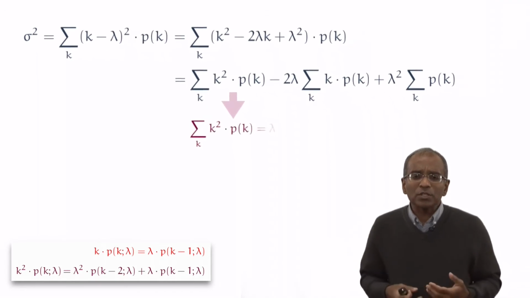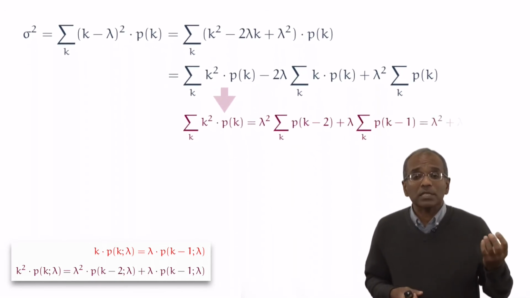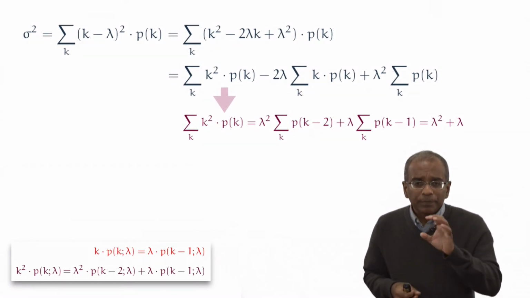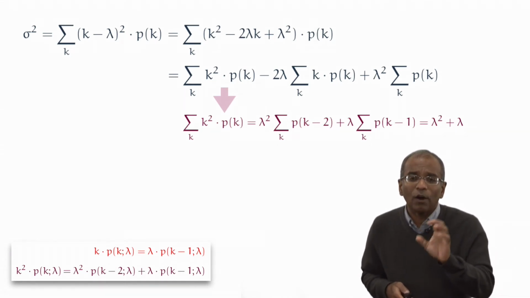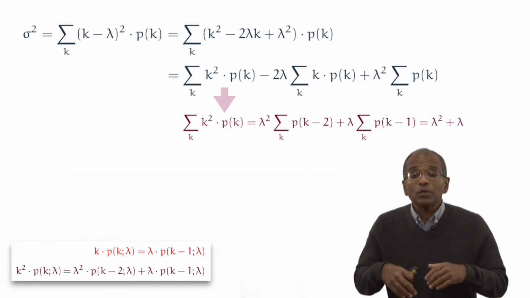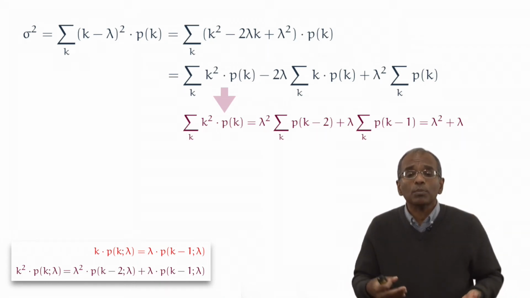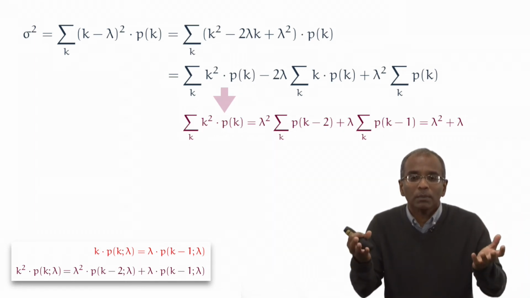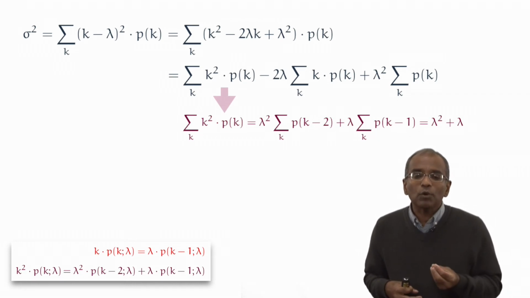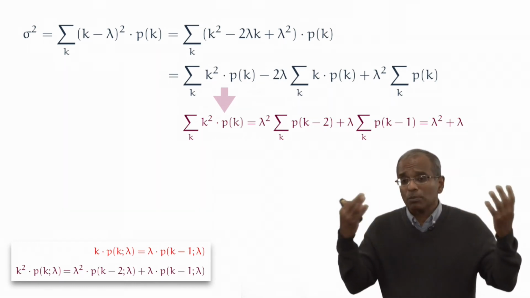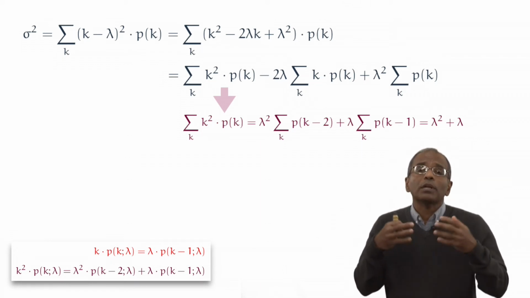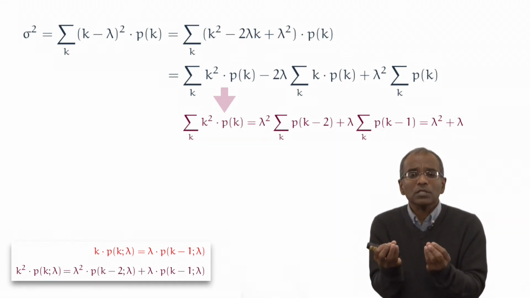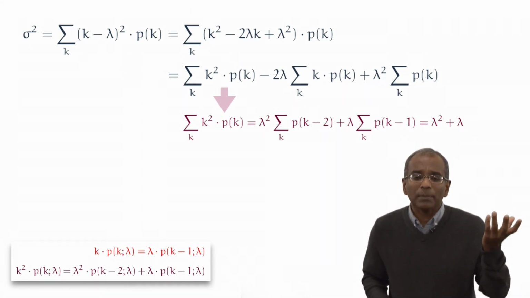This is going to involve expressions of the form lambda squared times p of k minus 2 plus lambda times p of k minus 1 and sum over all possibilities. But the moment we do that, if you sum over all possibilities for k of the form p of k minus 2, what we in effect do is sum over all Poisson probabilities, p of 0, p of 1, p of 2, p of 3, and so forth, and of course that sum must be in fact 1 by normalization. Likewise, a sum over all k of p of k minus 1 again sums over all Poisson probabilities, and by normalization that sum is also 1, and therefore the entire expression on the right devolves and becomes very simple. It's just lambda squared plus lambda.